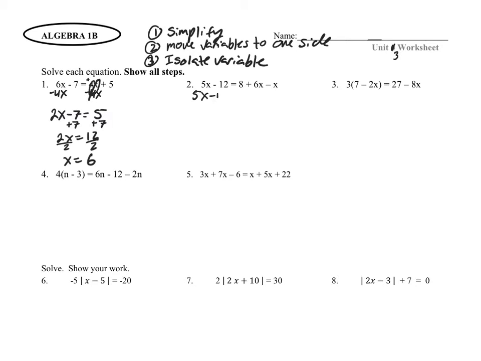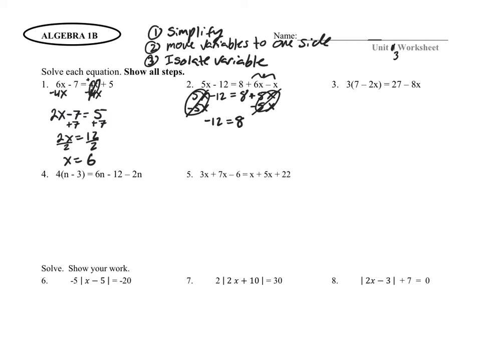So we have 5x minus 12, and on the right-hand side, I can combine these two terms. So 6x minus x. So we're going to have 8 plus 5x. Now I can go ahead and move all my variables to one side. Again, doesn't matter which side. So subtracting 5x, subtracting 5x. Now something unique happens here, because on the right-hand side, that cancels to 0. On the left-hand side, that also cancels to 0. And we're left with negative 12 equals 8.